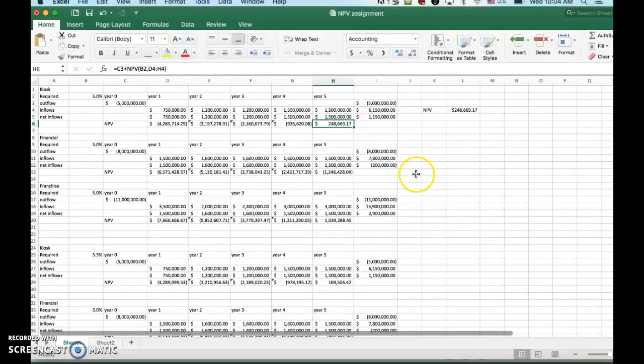So you repeat doing the same thing for the other two projects, and whichever project can give you the highest net present value will be the project that should be first considered for investment. I hope that verifies your correct answer and you have done a good job.